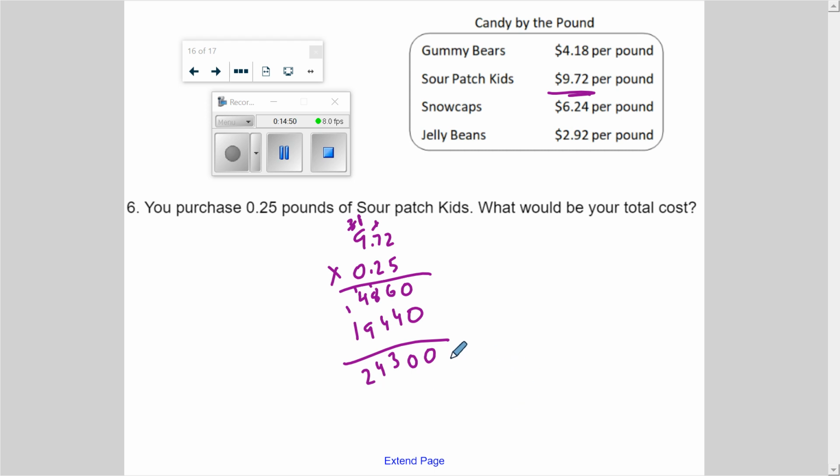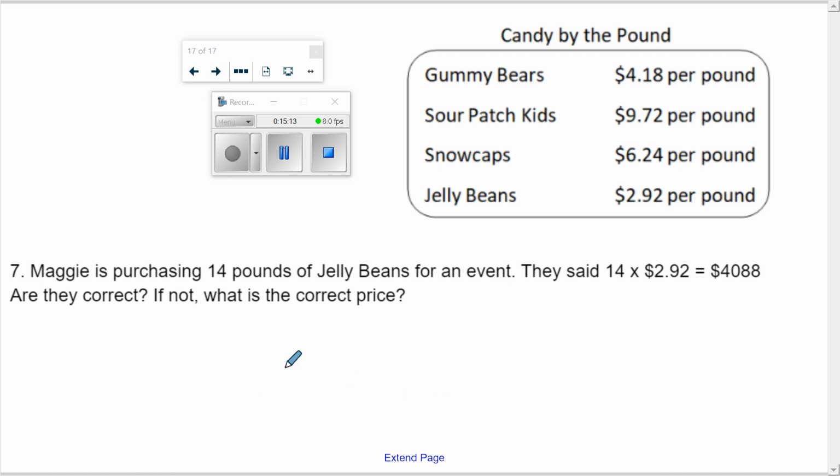So we have 24300. But how many decimal places do I need to move? Well, I need to move 2 decimal places for this number, and 2 decimal places here, so a total of 4. So 1, 2, 3, 4, right there, 2.43, $2.43. And the last problem, Maggie's purchasing 14 pounds of jelly beans for an event.